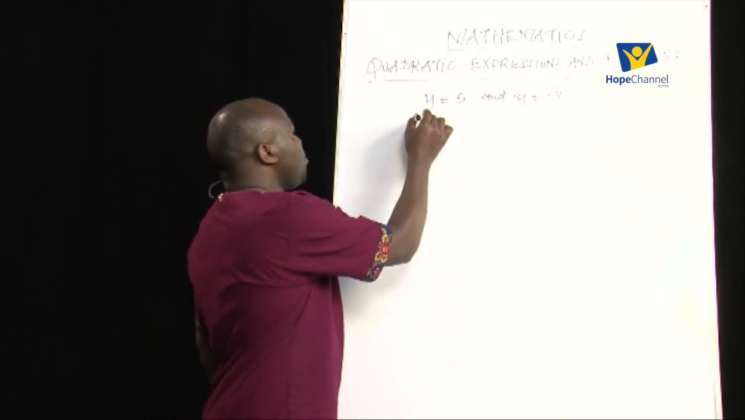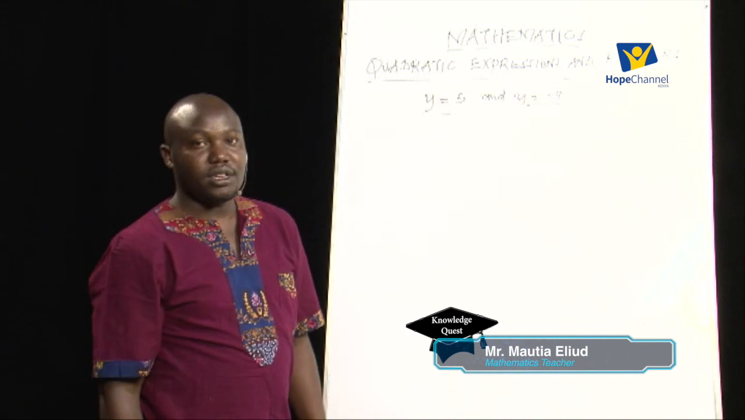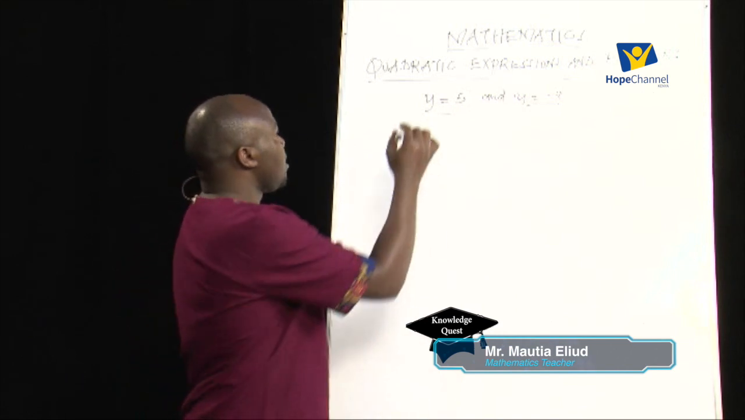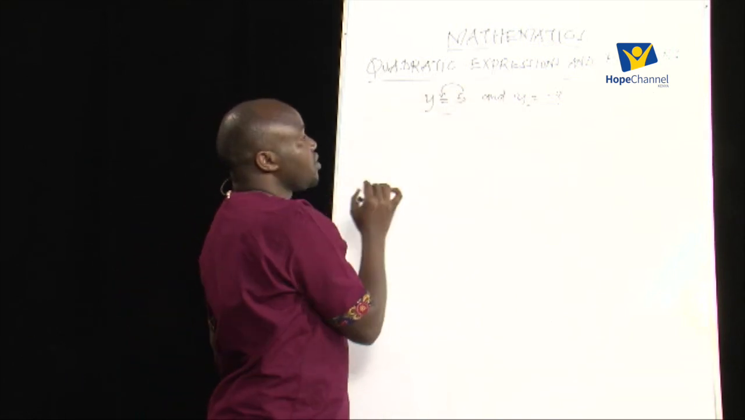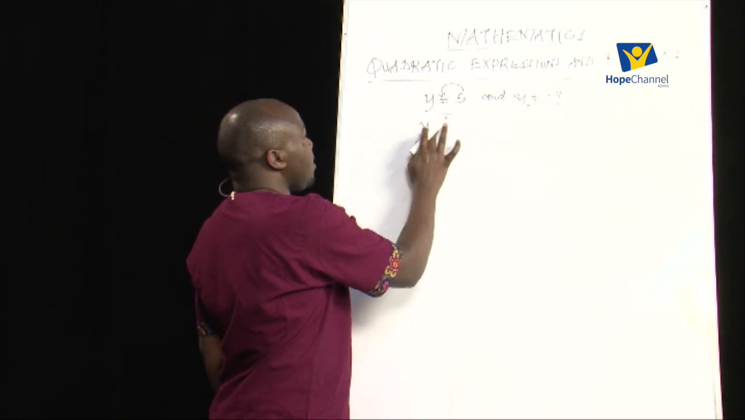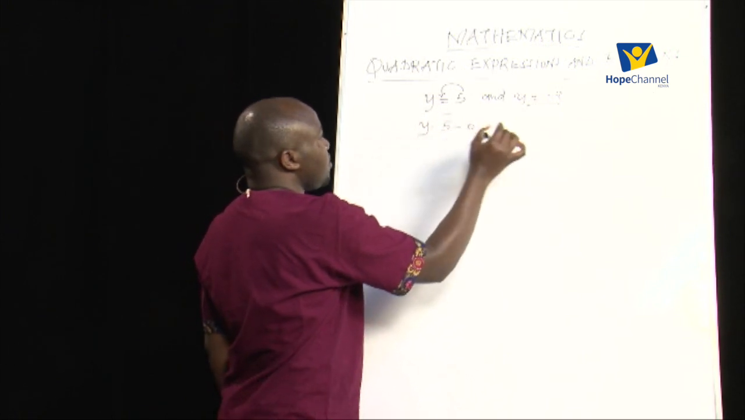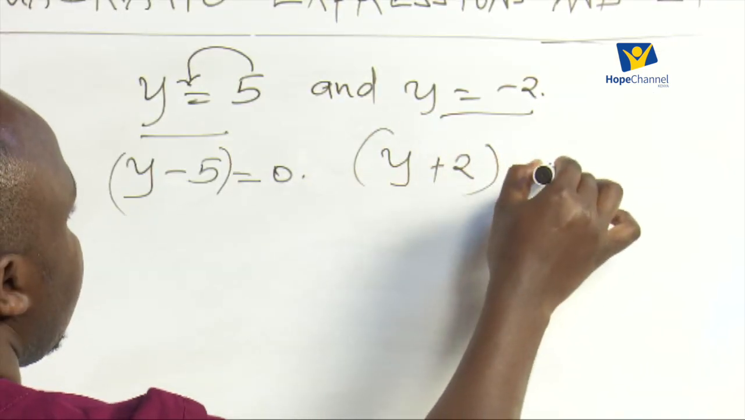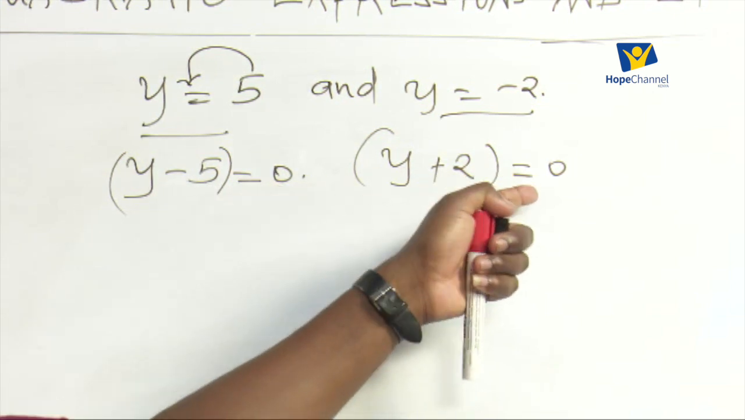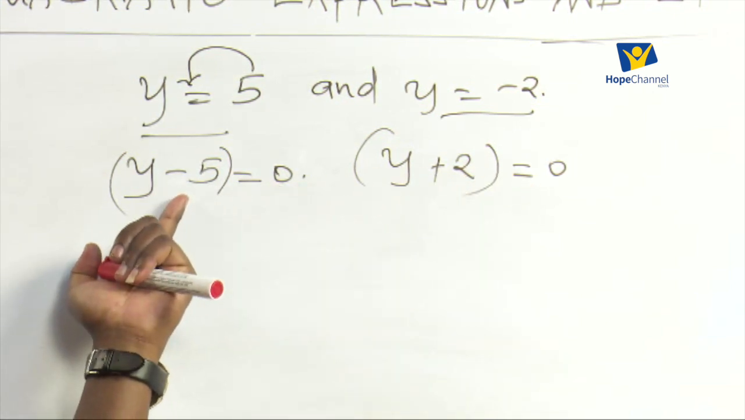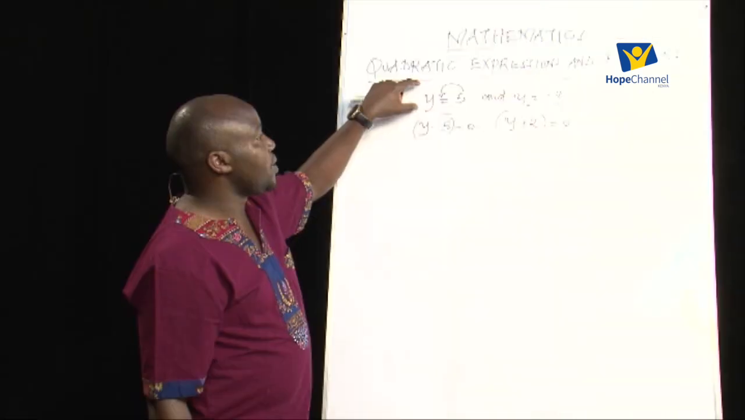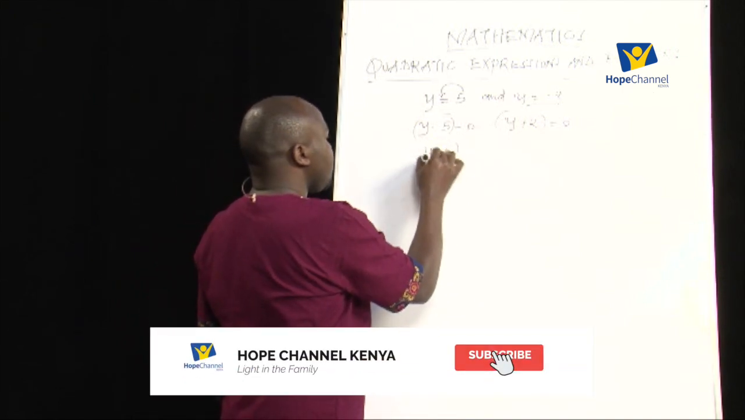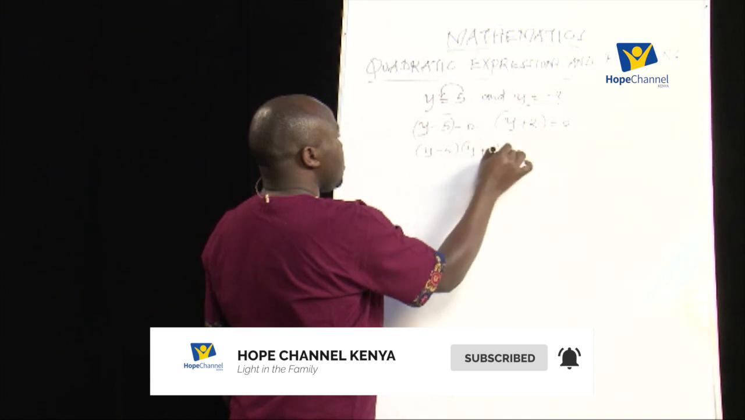Now, how do you go about this when you're given the roots and you're supposed to find the quadratic equation that was used to obtain the same roots? I said you take this number to the other side of the equal sign. You're going to have y minus 5 is equal to 0, and y plus 2 is equal to 0. Once all of them are equal to 0, you multiply the two to obtain the quadratic equation that was there when we had the values y is equal to 5 and y is equal to -2. Therefore I'm going to have y minus 5 multiplied by y plus 2 is equal to 0.